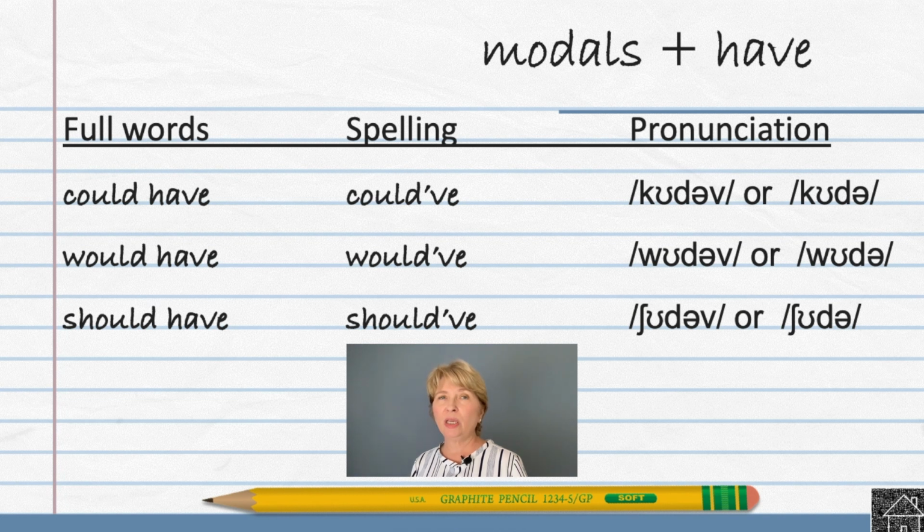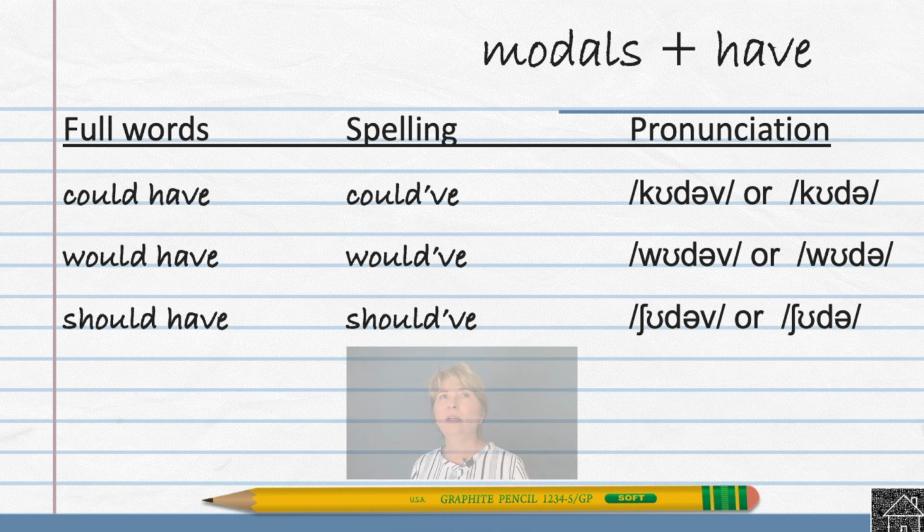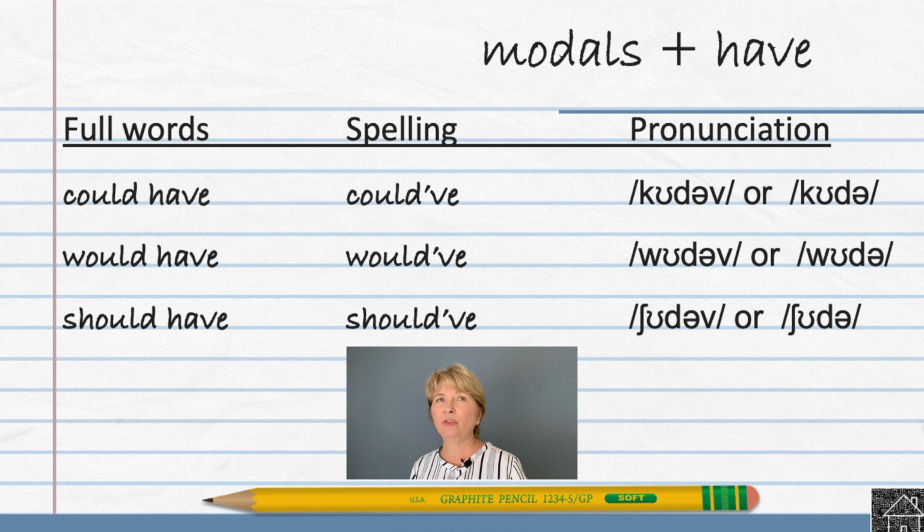Continuing with modals, let's look at what happens when we add have to some modals. I'm using the IPA here to show exactly how the pronunciation looks and also to show you the correct spelling of these. The contraction for could have is spelled C-O-U-L-D apostrophe V-E, but it's usually pronounced more like could've or even coulda. Listen to native English speakers when we say something like, I could have been here sooner, but I was stuck in traffic.